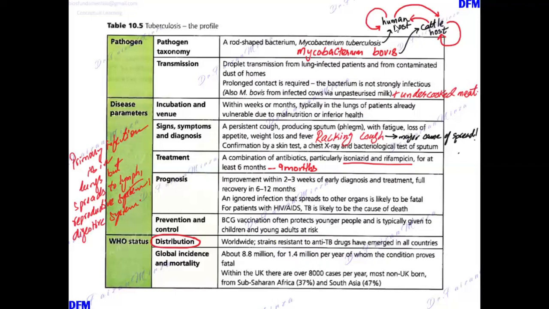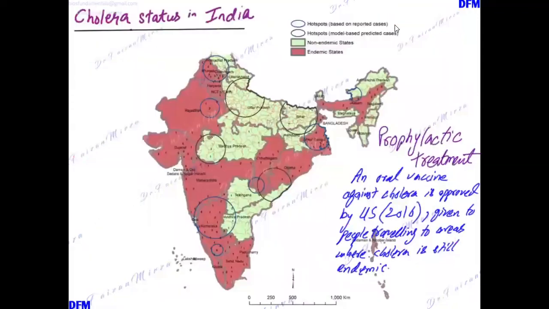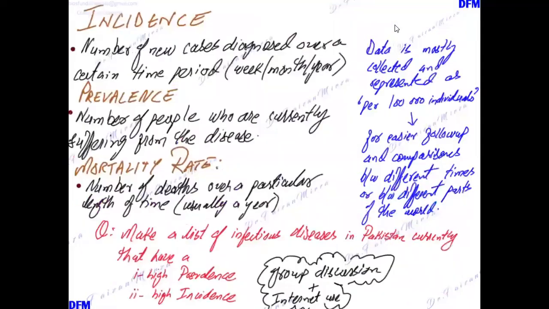In infectious disease, we have also seen how the diseases are studied when we discuss the statistics of any incidence. Incidence means the number of new cases diagnosed over a certain period of time. Prevalence is the number of people who are currently suffering from the disease. Mortality rate is the number of deaths over a particular period of time. Normally, when we collect data for any infectious disease, it is collected and represented as per 100,000 individuals. Why per 100,000 individuals? Because it's easier for follow-up and comparison between different times and different parts of the world. So accordingly, the medication, for example vaccines, or the hospital facilities and beds can be made available.